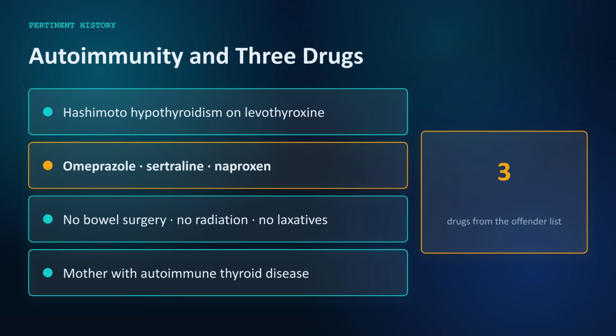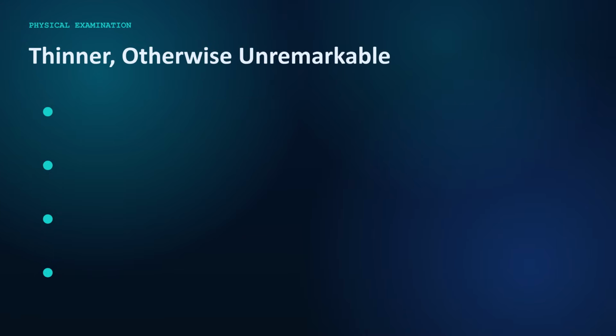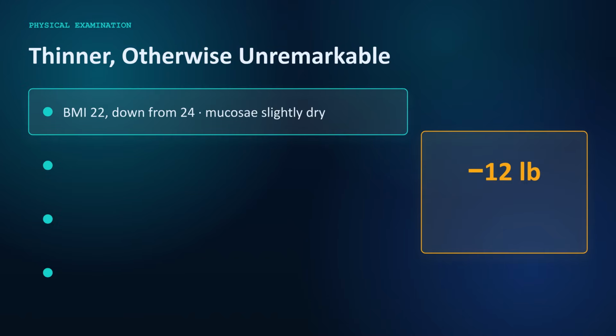And notice what is absent. No bowel resection means bile acid diarrhea is unlikely. No radiation means radiation enteritis is off the list. On examination, she looks well but thinner. Her body mass index is 22, down from 24 last year. Vital signs are normal. Mucous membranes are slightly dry.